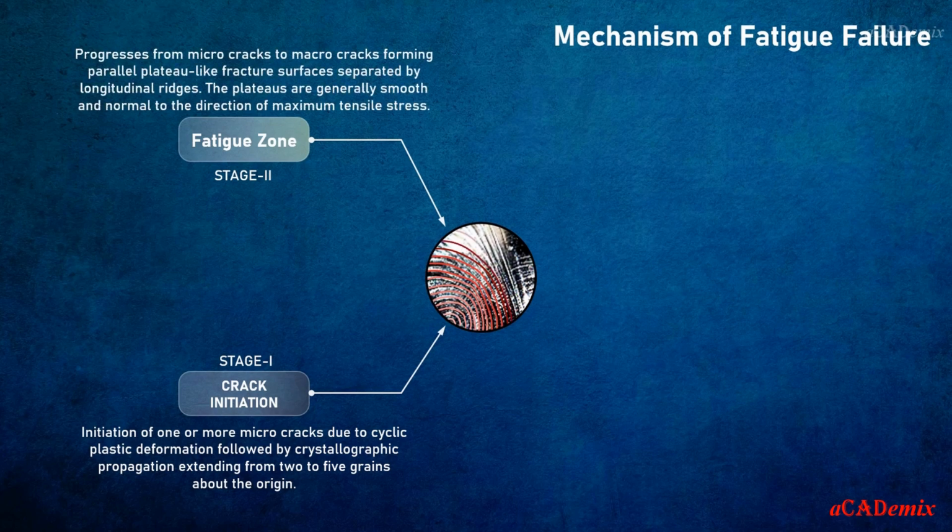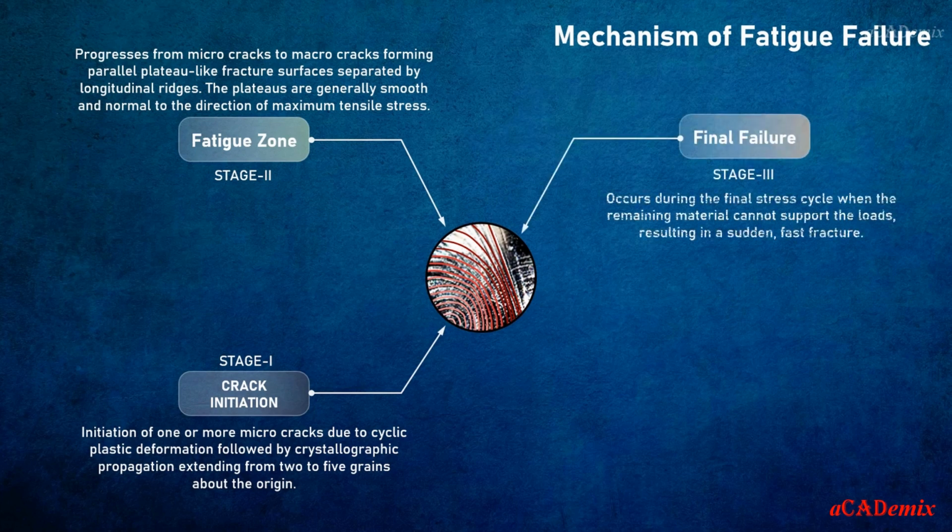Stage 2 progresses from microcracks to macrocracks, forming parallel plateau-like fracture surfaces separated by longitudinal ridges. The plateaus are generally smooth and normal to the direction of maximum tensile stress. Stage 3 occurs during the final stress cycle when the remaining material cannot support the loads, resulting in a sudden fast fracture. Stage 3 fracture shows chevron lines, which point towards the origins of the initial cracks.